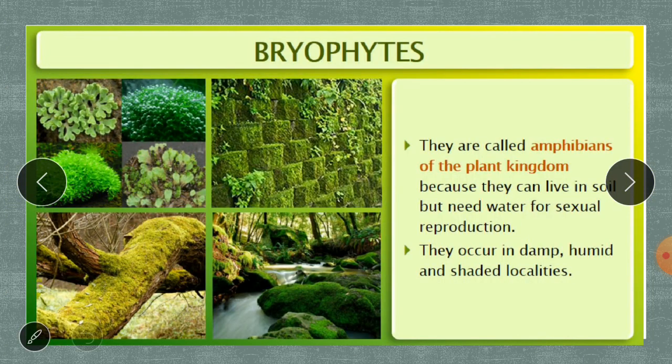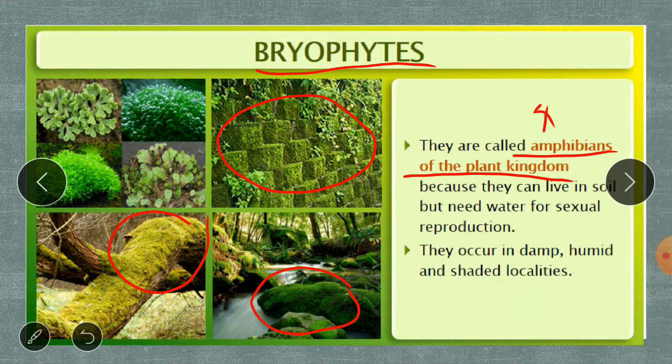Here you can see in the diagrams the bryophytes covering the walls or the compounds, the tree trunks, the stones. This grass-like mat structure is nothing but your bryophytes. These bryophytes are commonly called the amphibians of the plant kingdom. What are amphibians? You will be studying this in the next lesson, that is animal kingdom. But I will give an example of an amphibian. An example of an amphibian is your frog.